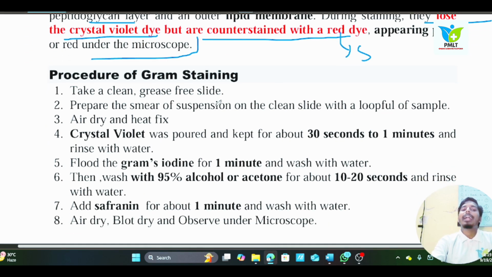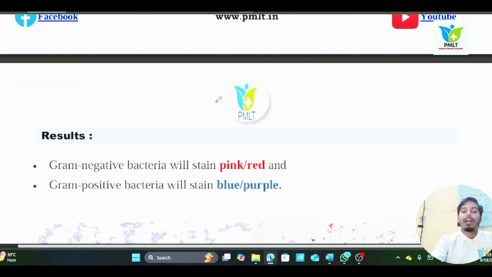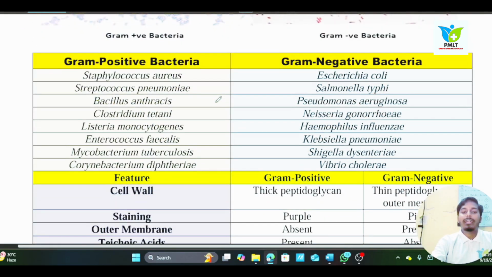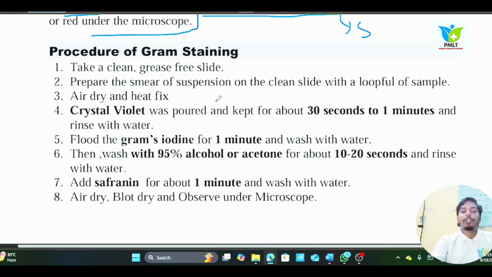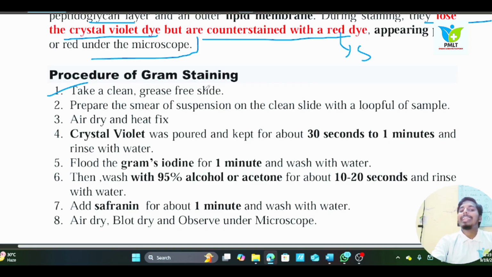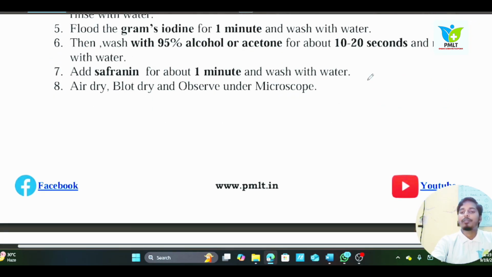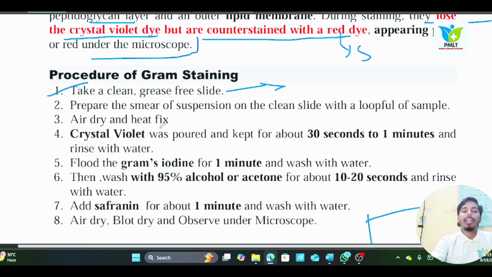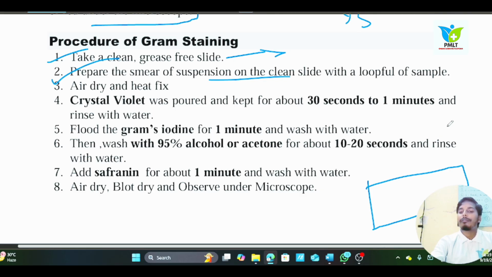Now we are coming to how it happens. See here, that is the procedure. Firstly, take a clean and grease free slide. We have to take a slide. After that, we have to prepare the smear of the particular specimen, the bacterial specimen. We have to perform the smear.